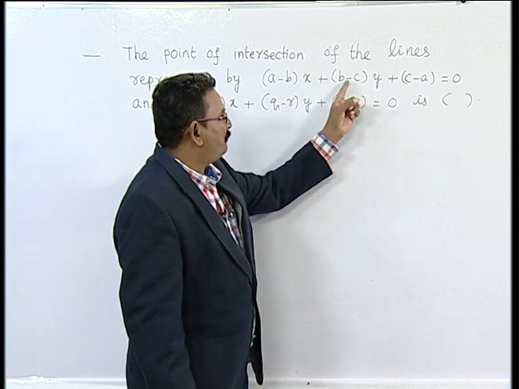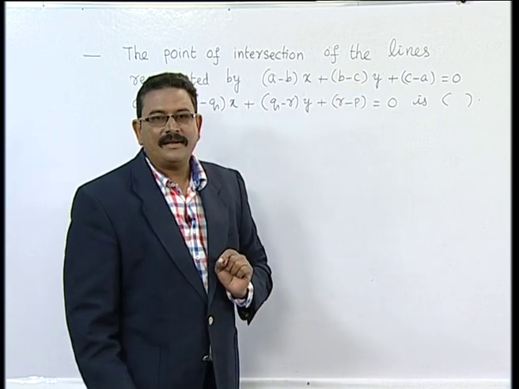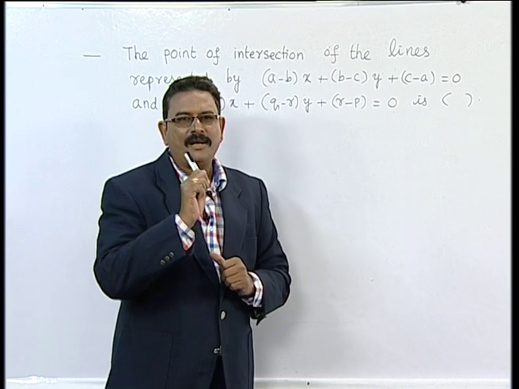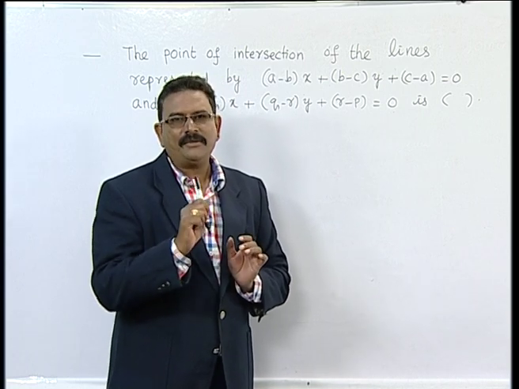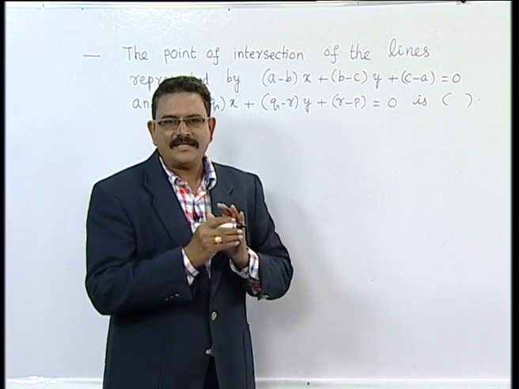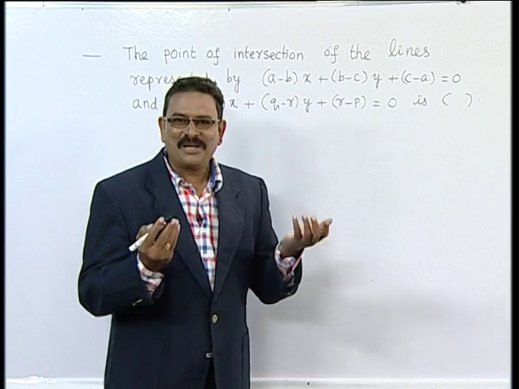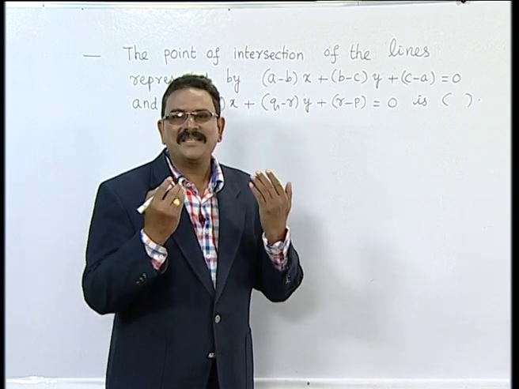That means the first line passes through (1, 1), and the second line also passes through (1, 1). What is the common point? The common point is (1, 1), that is nothing but the point of intersection. So, what is the answer? (1, 1), that is very simple.